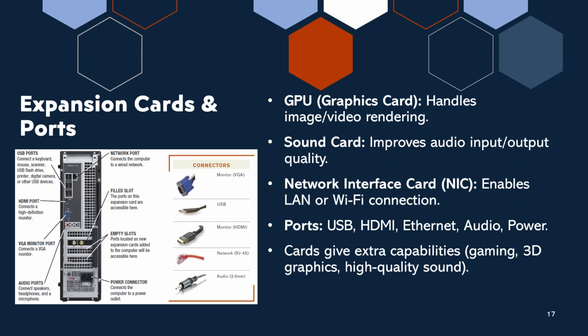Graphics cards handle image and video rendering. Sound card improves audio input and output quality. Network interface card enables LAN or Wi-Fi connection. Ports: USB, HDMI, Ethernet, audio. Power cards give extra capabilities, like gaming, 3D, high quality sound. These are expansions, adding extra capabilities to your computer to perform different things.